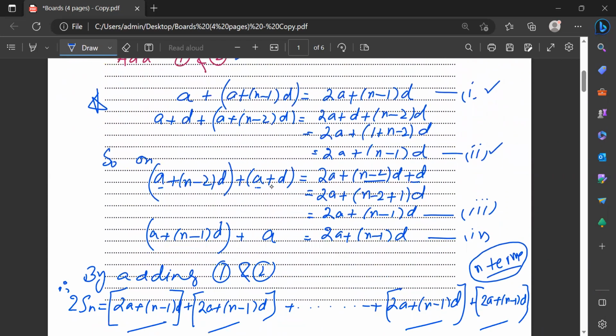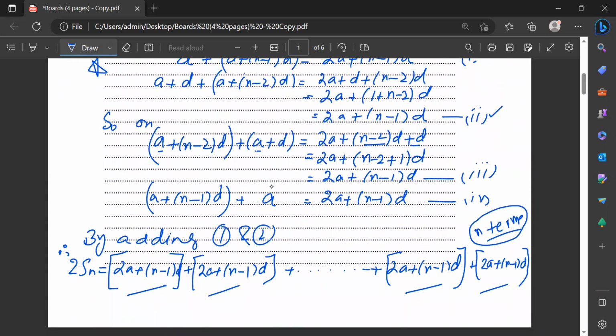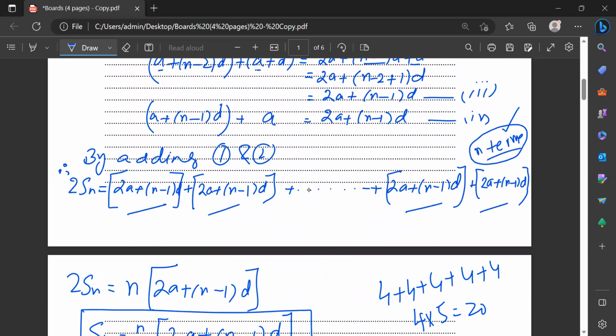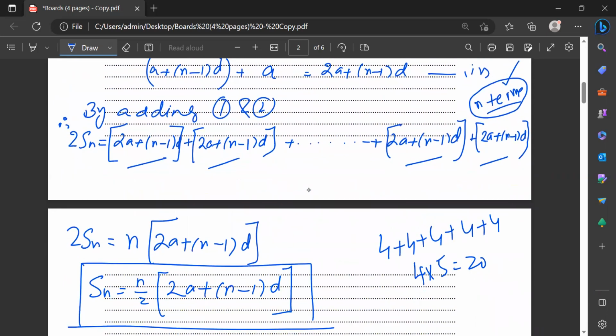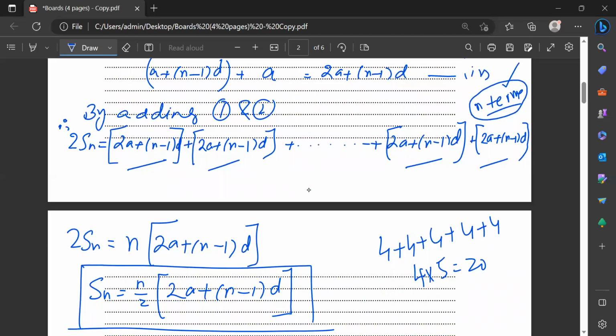And so when we are adding 1 and 2, the left hand side is Sn plus Sn, 2Sn. On the right hand side, we have the same thing repeatedly there n times. So in order to get the sum of the right hand side, just multiply 2a plus (n minus 1) into d by n, and by dividing by 2, we have the answer. Thank you.